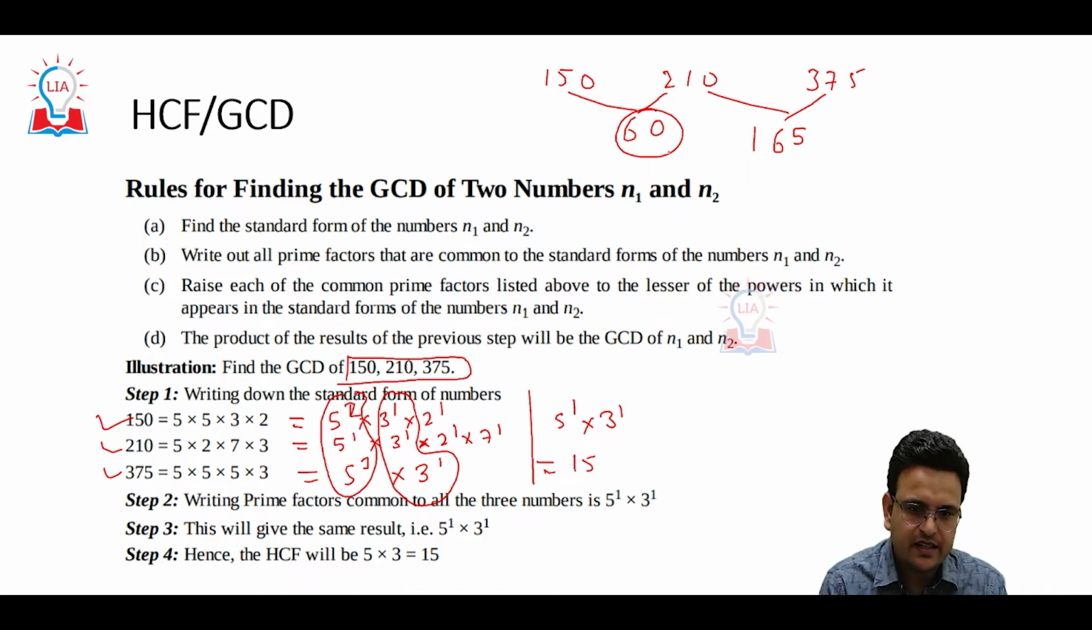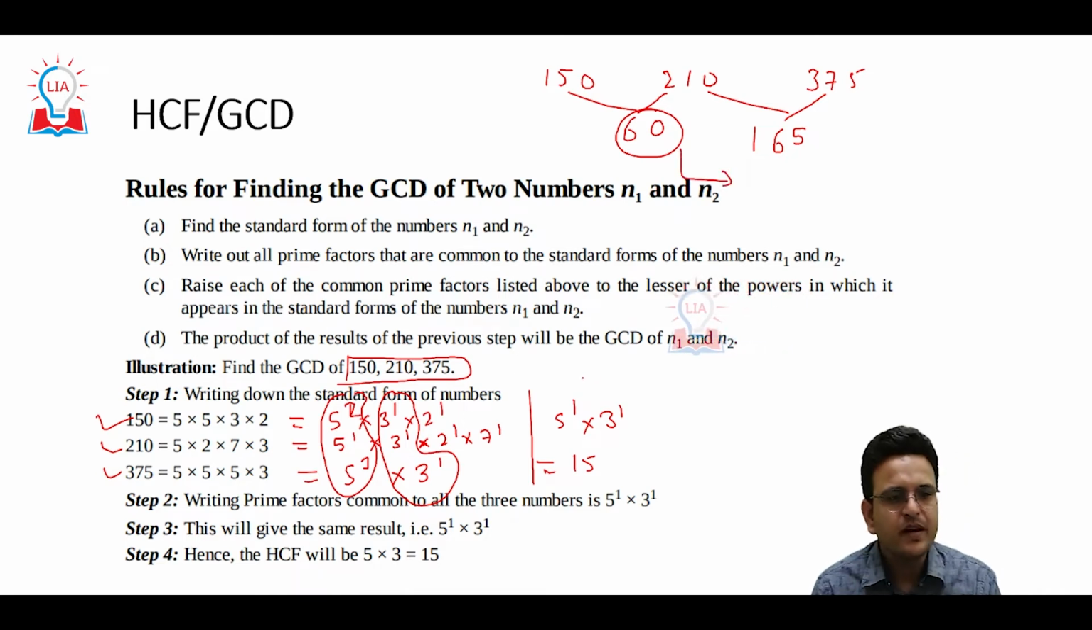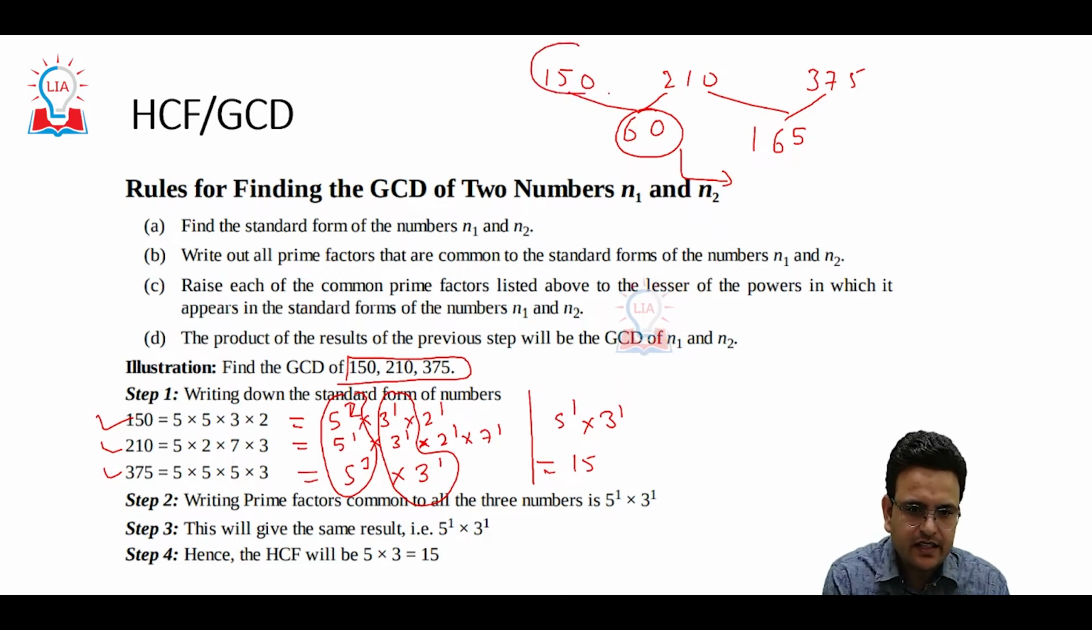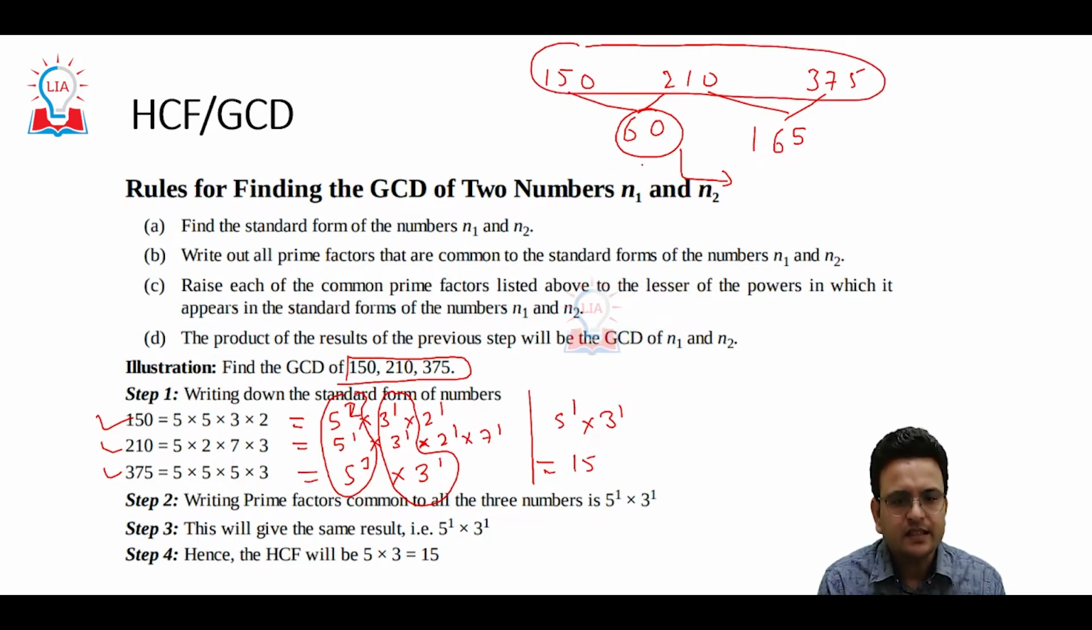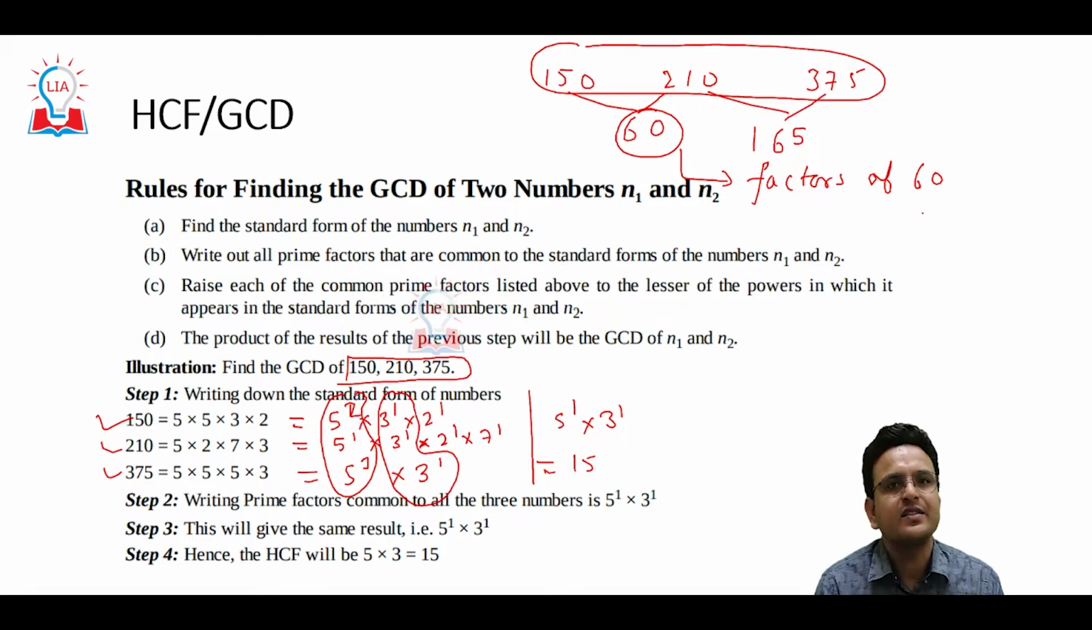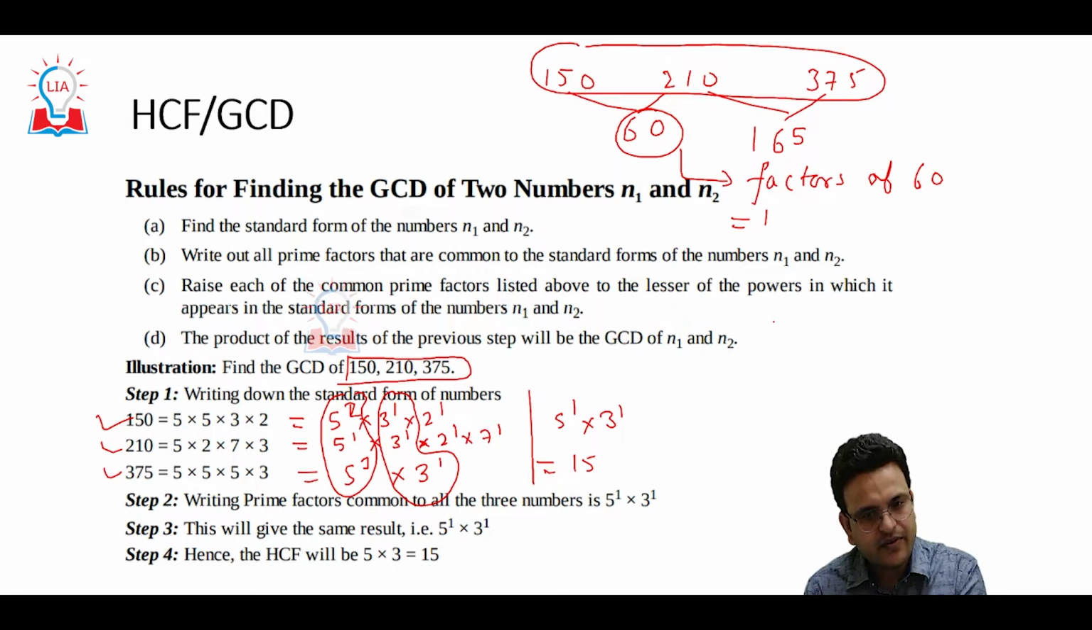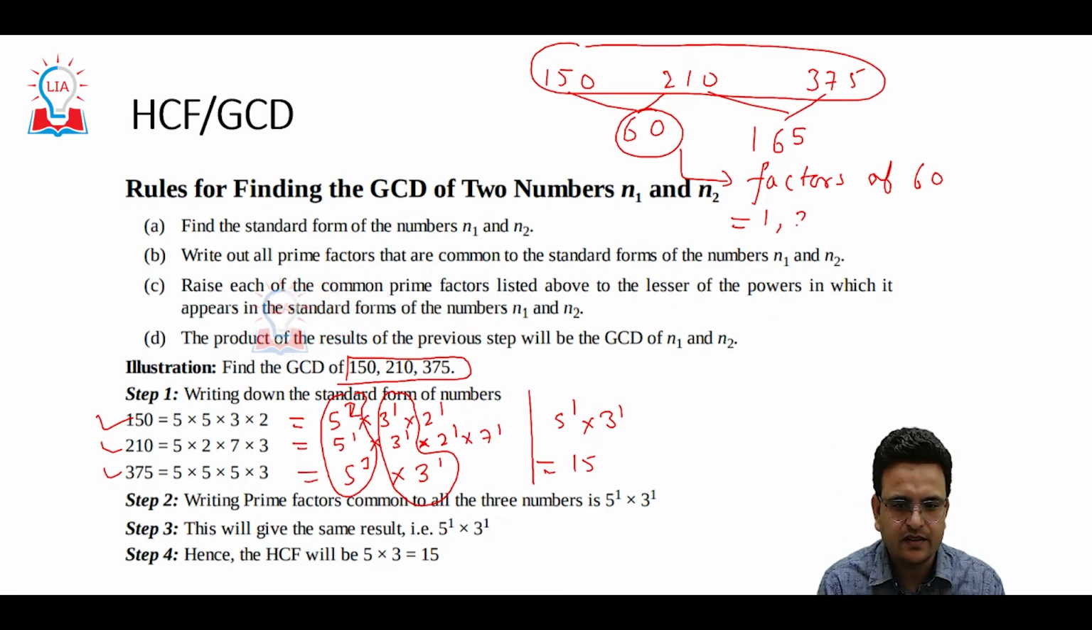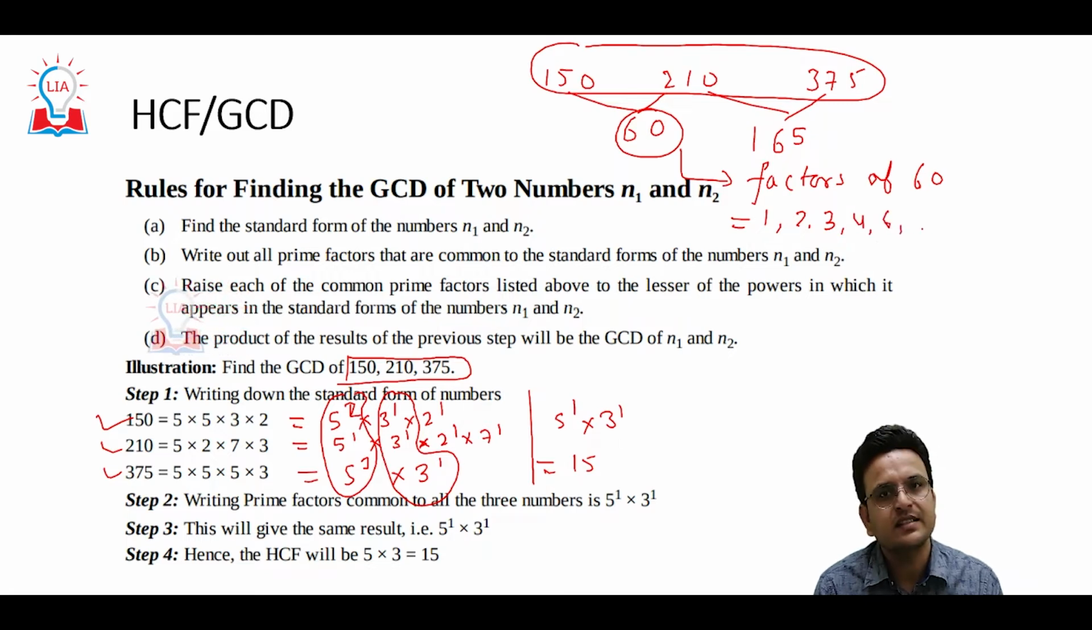It simply means the HCF of the given 3 numbers will be 60 or factors of 60. So the factors of 60 are: 1, 2, 3, I can say 4, I can say 6, I can say 12, I can say 15, I can say 20, then 30 and then 60.